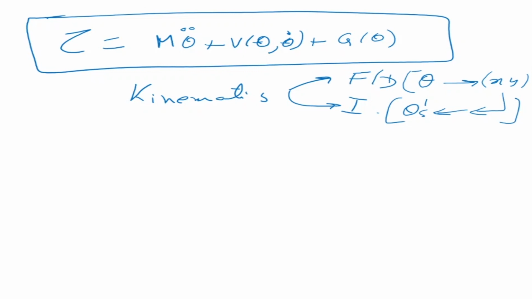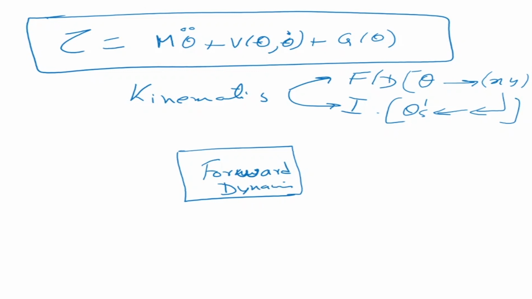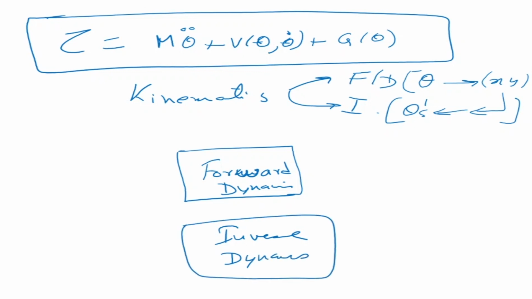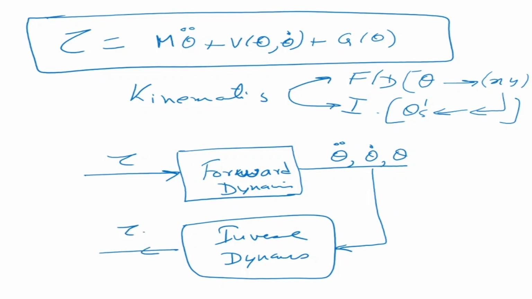Similarly, in dynamics also we have forward dynamics and inverse dynamics, which are based on this equation. Forward dynamics means, given tau, you find the thetas. You get theta double dot, from theta double dot you can integrate and get theta dot, and then you get theta. Inverse dynamics is where you give acceleration, velocity, and position, and you get the joint torques. So it is using this dynamic equation to get forward dynamics or inverse dynamics.